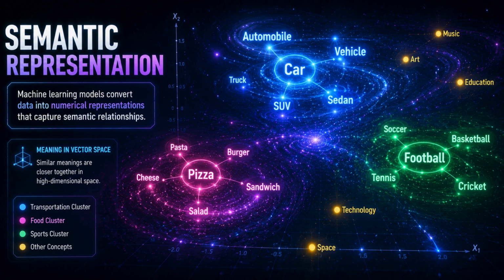As we learned in our embeddings video, AI converts words into numbers. These numbers are called vectors. And similar meanings produce similar vectors. Car, vehicle, automobile, SUV, all end up close together in mathematical space. This ability to represent meaning numerically makes semantic search possible.